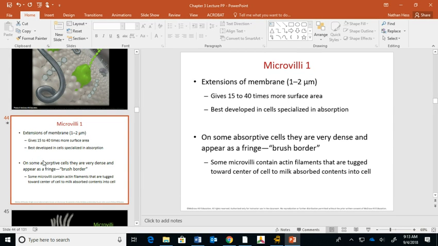A couple other pieces of the cell surface, this plasma membrane. You've got extensions, pieces that are extra to a regular outside membrane. So the first one is called microvilli.